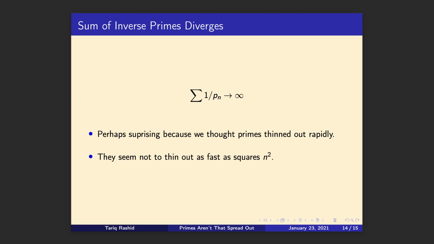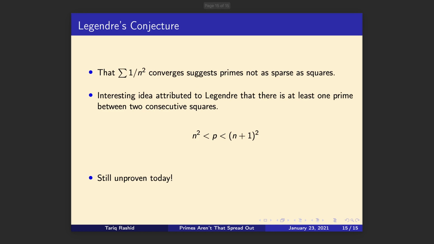doesn't converge. Now we could stop there, but actually there's an interesting famous conjecture, Legendre's conjecture. It kind of comes from the same idea: if the inverse squares do converge, the Basel problem, that suggests that the primes are not as sparse as the squares. Legendre said this, or it is attributed to him, the history is a little bit murky, that there must be at least one prime between two consecutive squares, because the primes are not as sparse as the squares. So, in some sense, perhaps on average, but the conjecture says that between any two consecutive squares there must be a prime, at least one.